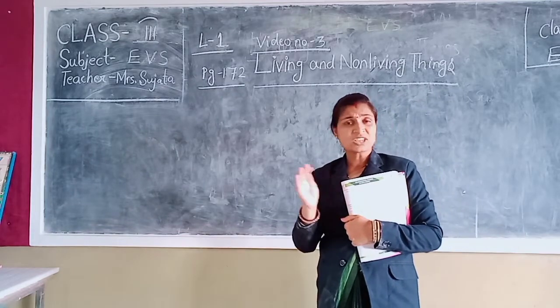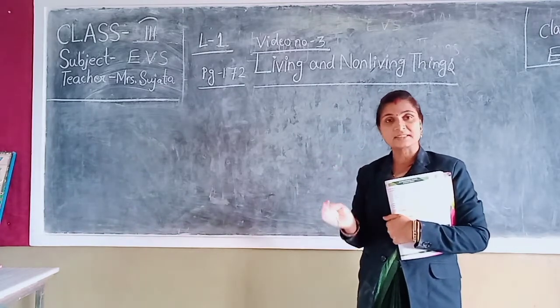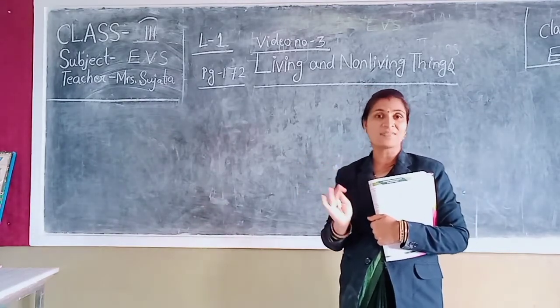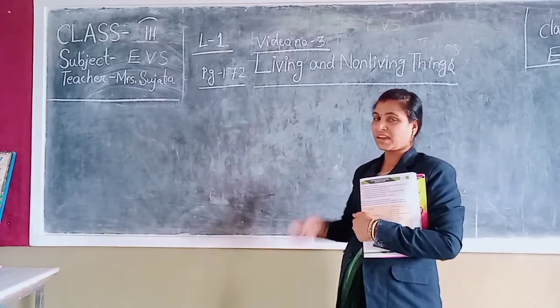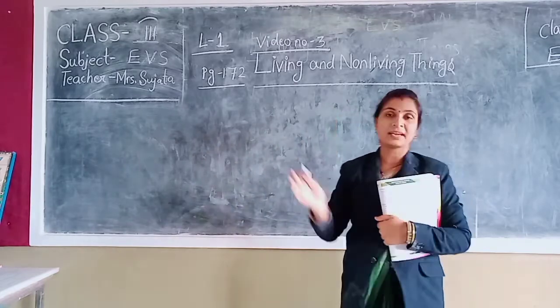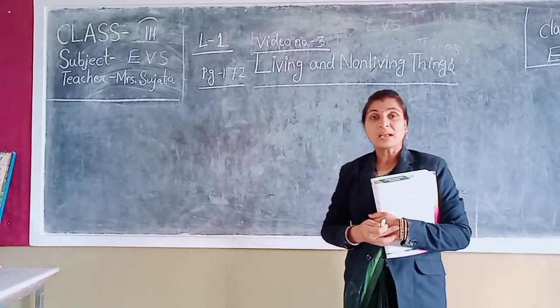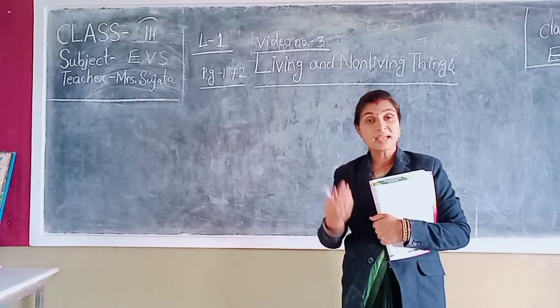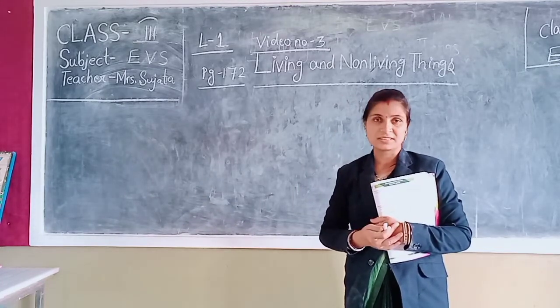Living things which have life, non-living things which have not life. Means those who are lifeless. Example: table, chair, chalk, this board, pen, light, everything. But plants, human beings, and animals, though they have life, so they are living things.